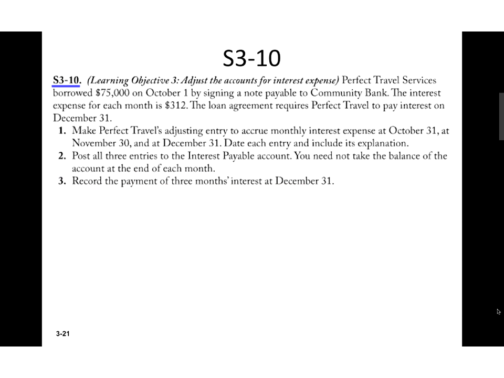Okay, now we can go on to exercise 310, and this has to do with accruals. Here's an example. Perfect Travel Services borrowed $75,000 on October 1st by signing a note payable to the bank, and the interest expense for each month is $312. The loan agreement requires Perfect Travel to pay interest on December 31st. So the first thing we're going to do is make their adjusting entry to accrue monthly interest expense.